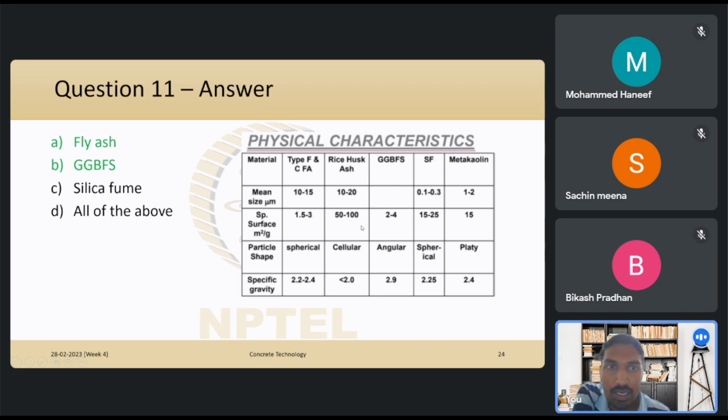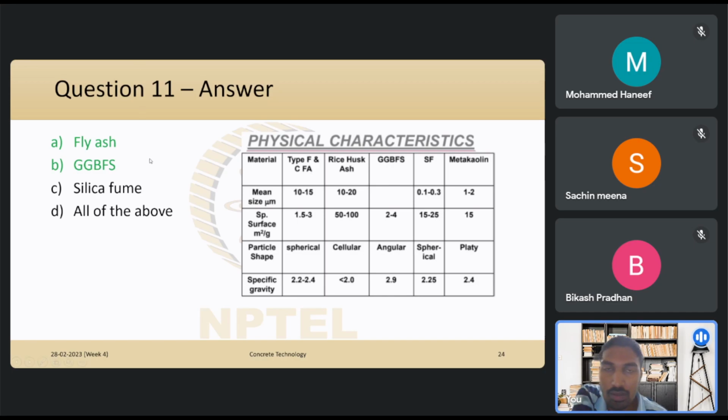Compare that with rice husk ash and silica fume. They have much higher specific surface, 50 to 100 for rice husk ash and 15 to 25 for silica fume. So those two are highly reactive, whereas fly ash as well as GGBFS, because of their lower specific surface, are not as reactive as rice husk ash and silica fume, right?